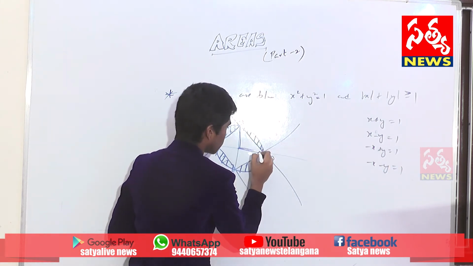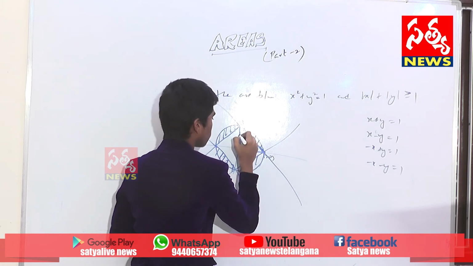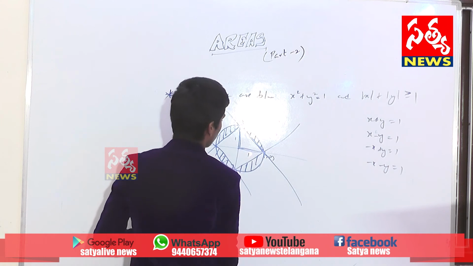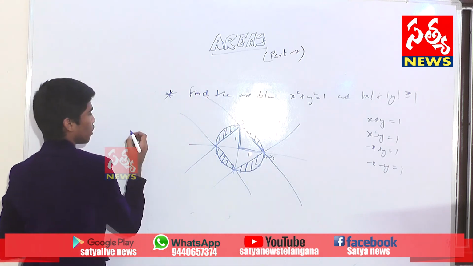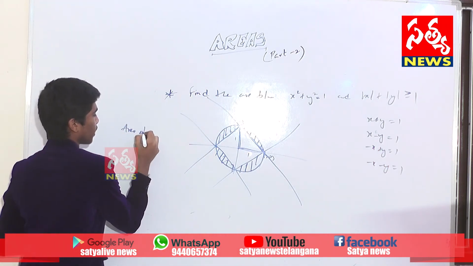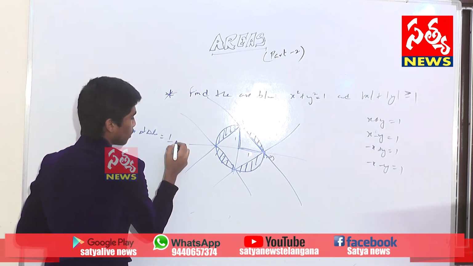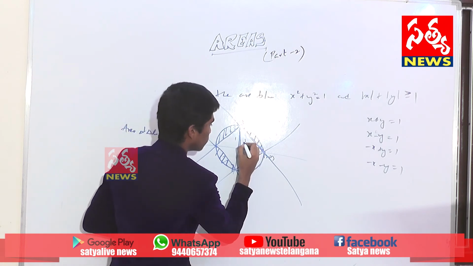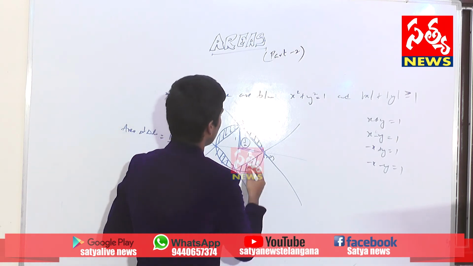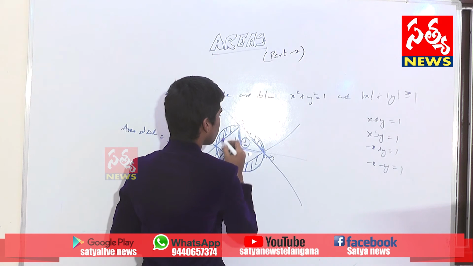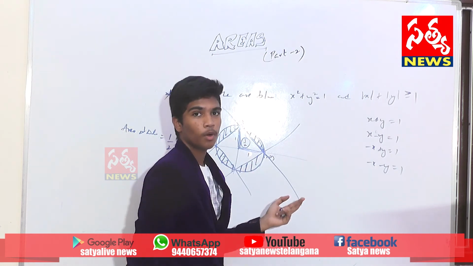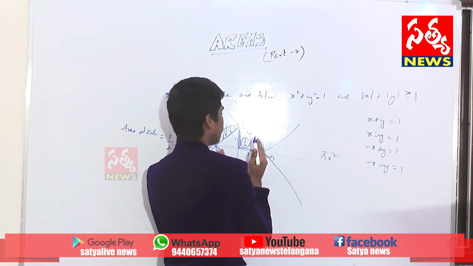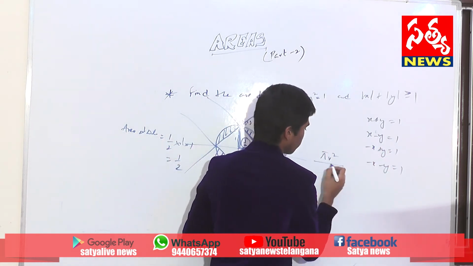And see here, this is a triangle, right? This is a triangle with height 1 and base 1. What is the area of the triangle? Area of a triangle is half base into height, half into 1 into 1. So the area of the triangle is half. And see here, this is the quarter part of the circle. What is the area of a circle? It's pi r square. And if we want the quarter part, we have to divide by 4.